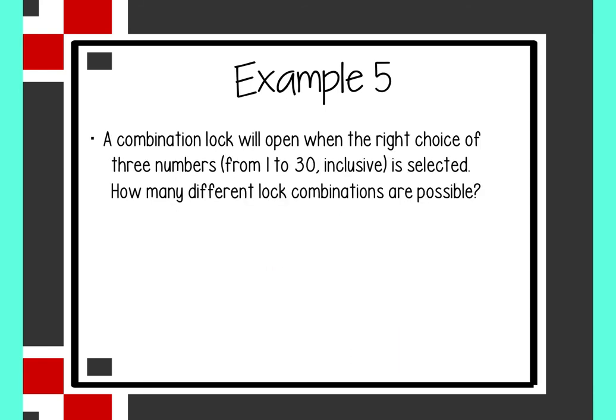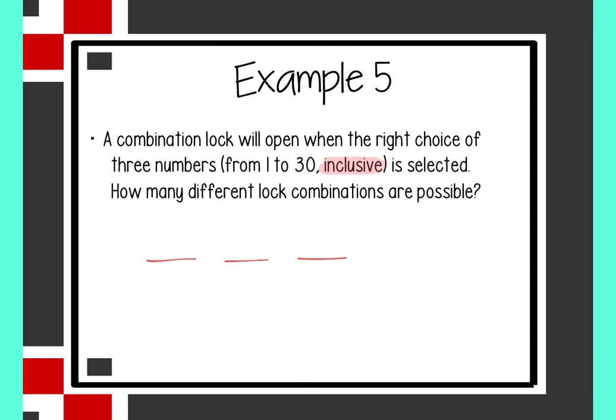All right, a combination lock will open with the right choice of 3 numbers from 1 to 30 inclusive. So there's that word inclusive, which means what? Including 1 and 30, right? How many different lock combinations are possible? So it has 3 numbers in it. For me, I want a visual of that 3-number sequence. So 3 different numbers means 3 different digits go there.